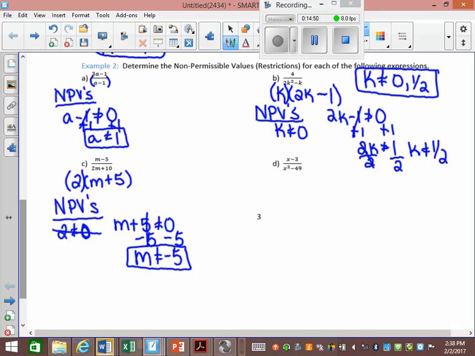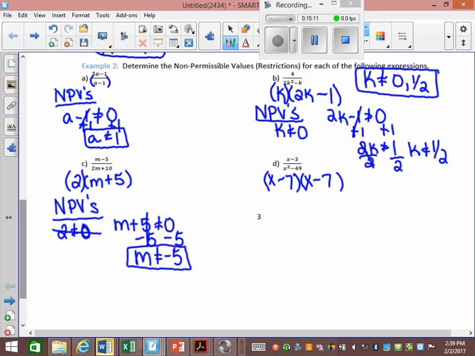What do we have to spot with D? Difference of squares. What do we get on the bottom? x minus 7, x plus 7. So when we factor this out, we're going to get an x at the front because the square root of x squared is x. We're going to get a 7 at the back because the square root of 49 is 7.